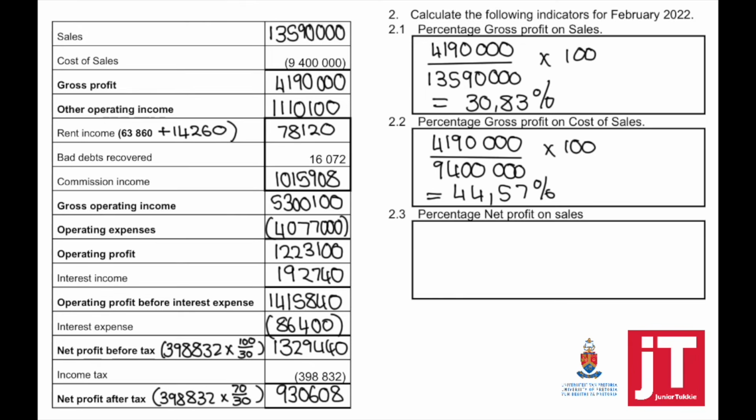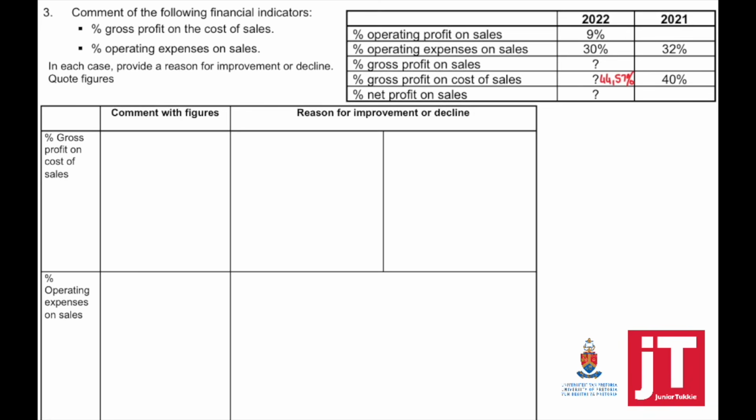So if I'm looking at the gross profit on cost of sales, it was 44.57%. Percentage net profit on sales, you have to take your net profit after tax and you divide it by the sales. Again, percentage is always out of 100, so we need to times it by 100.